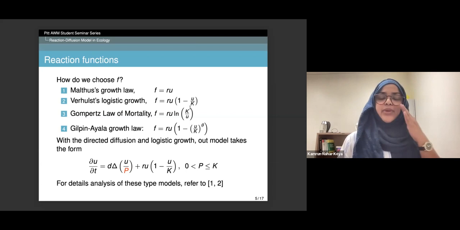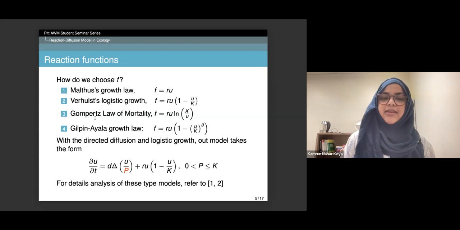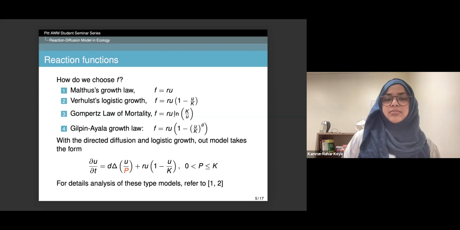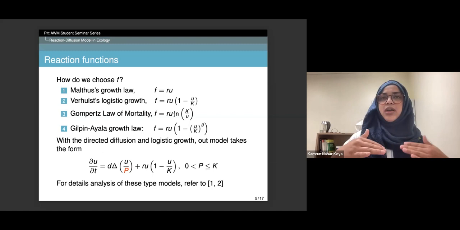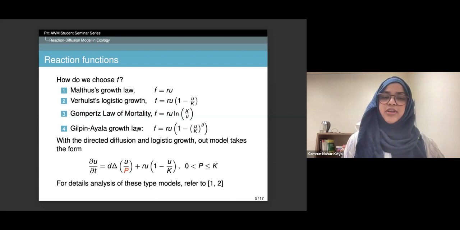And there are some other laws, like Gompertz's law of mortality, which we use if we want to focus more on the mortality rate of the population. And there are others like the Foodgrowth law and the Gilpin-Ayala growth law.